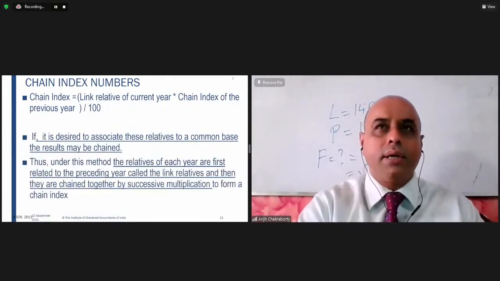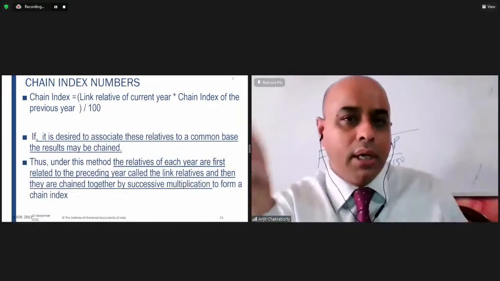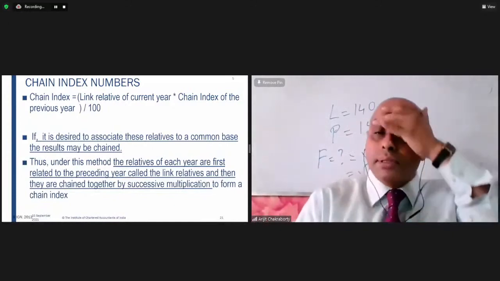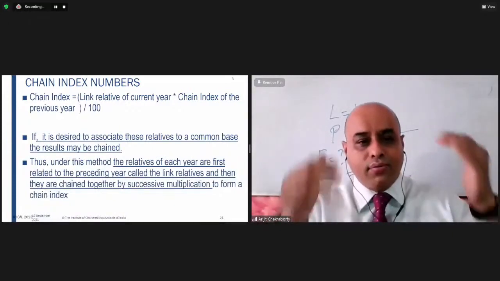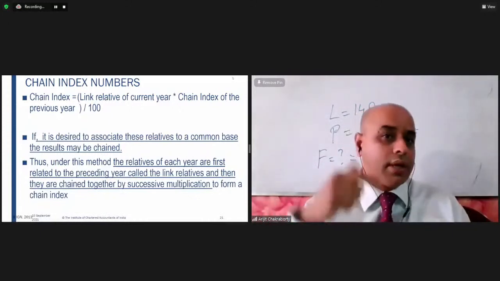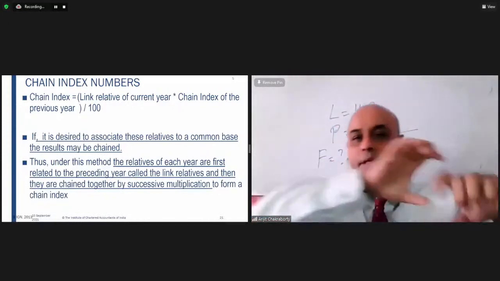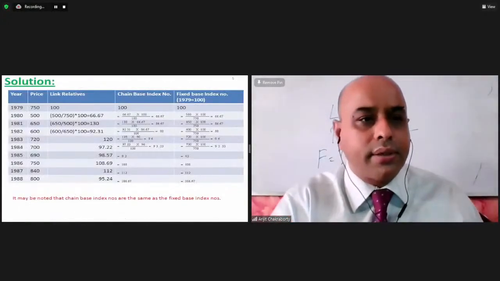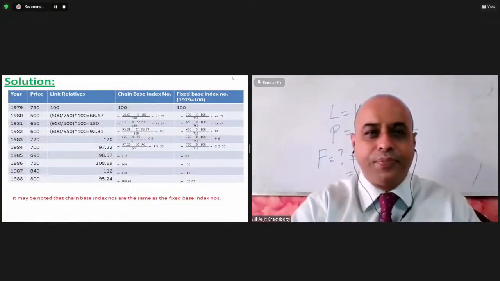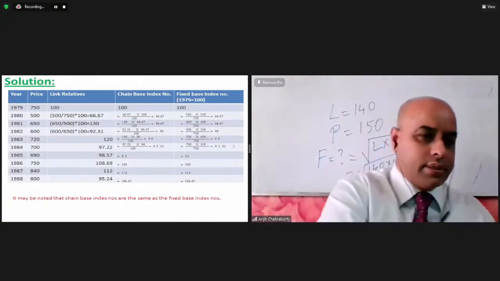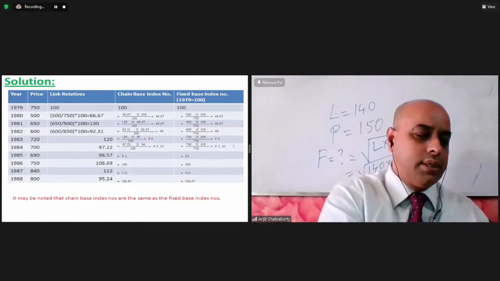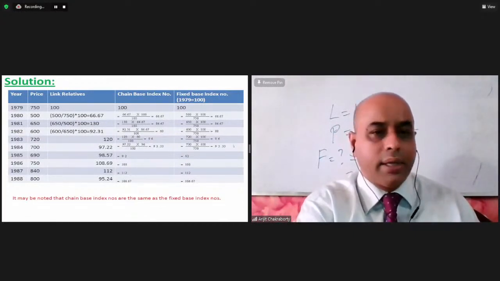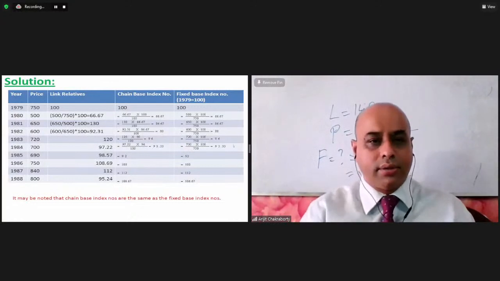Now, chain index is used when there is a requirement to associate these relative numbers to a common base year. What happens is the relatives of each year are first related to the preceding year, which is known as the link relative, and then they are chained by successive multiplication. So let us see this example. Here the price in 1979 is taken as the base year, and you can see that the link relative is 100, and then the chain base number is 100.